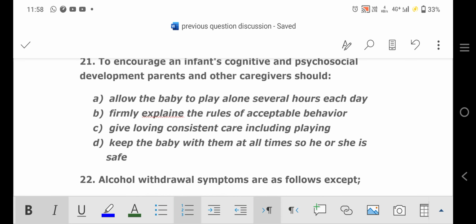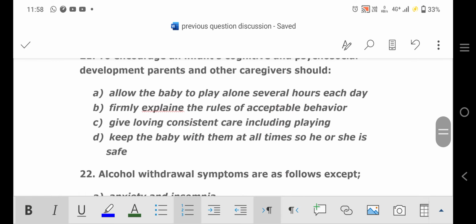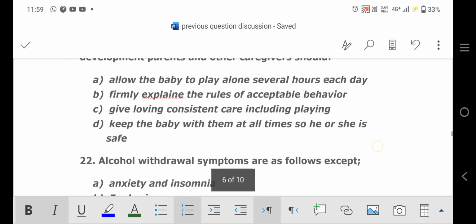Option B, firmly explain the rules of acceptable behavior. Option C, giving loving consistent care including playing. Option D, keep the baby with them at all times so he or she is safe. Here the answer is option C, give loving consistent care including play.